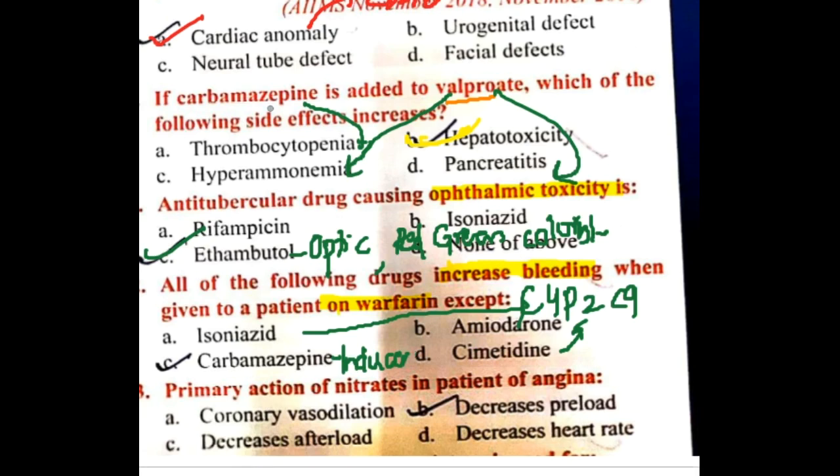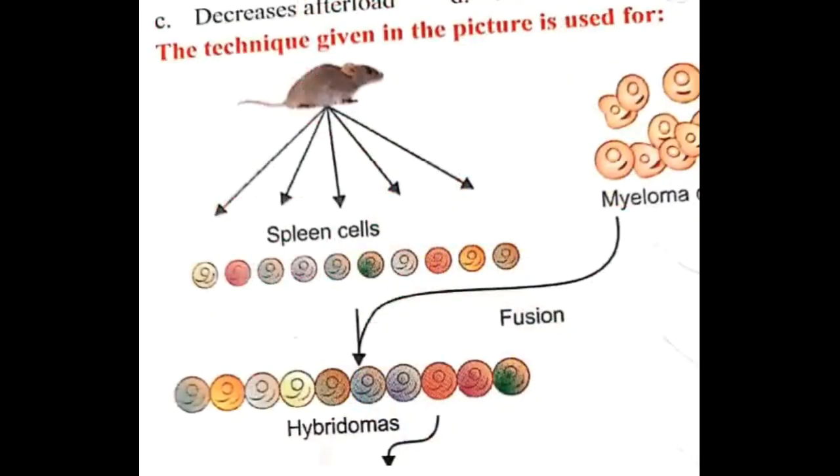Right? Next question. In a patient with angina, the primary action of nitrates is to decrease the preload. That is the primary action of nitrates. Next question.